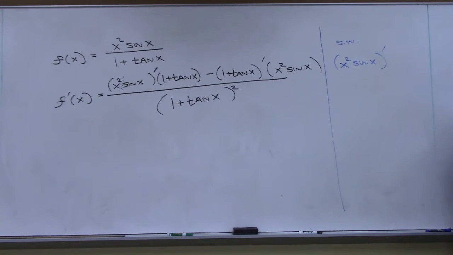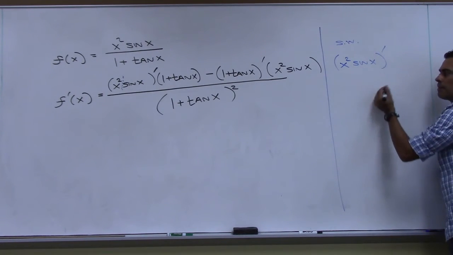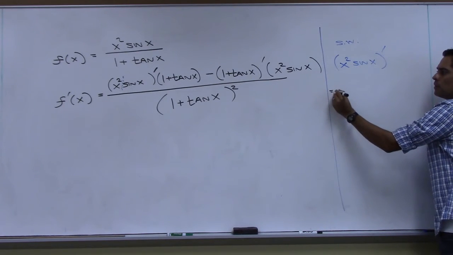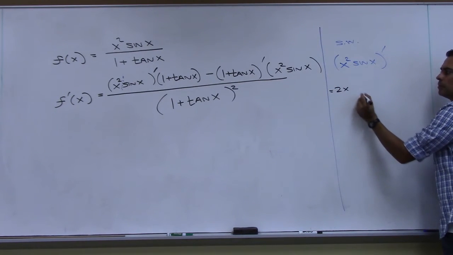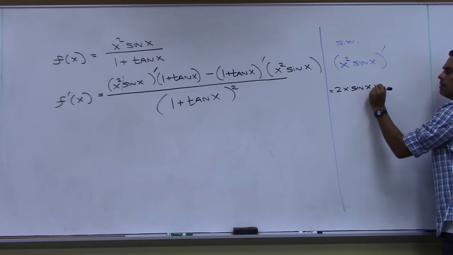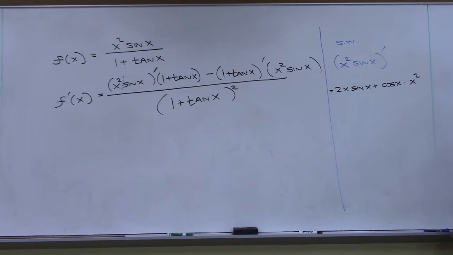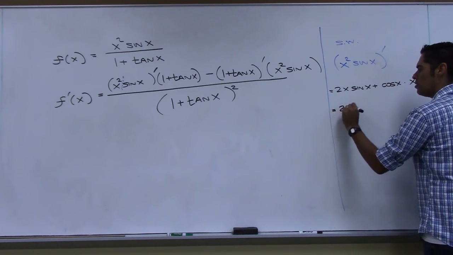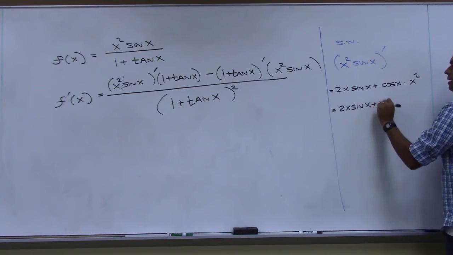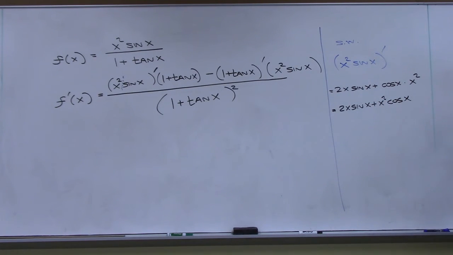So let's see if we can talk through this one. What is the derivative of this? 2x times sine x plus cosine x times x squared. So it's the derivative of the first one times the second one plus the derivative of the second one times the first one. And maybe I'll clean it up: 2x sine x plus x squared cosine x. Minus cosine x? The derivative of sine is cosine, not the other way. Oh, the derivative of cosine is negative sine.